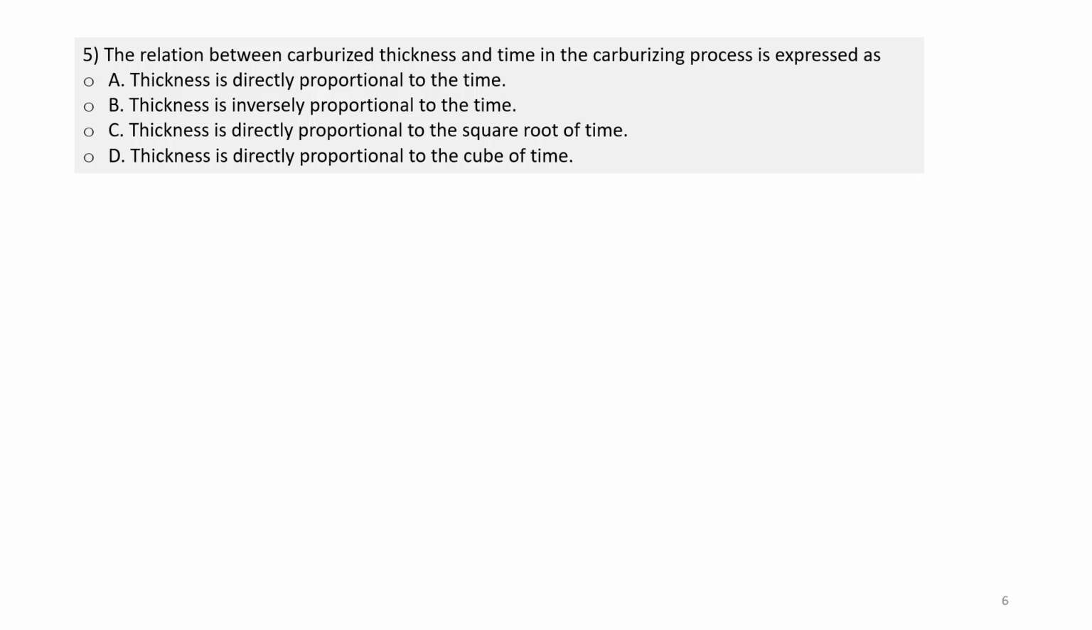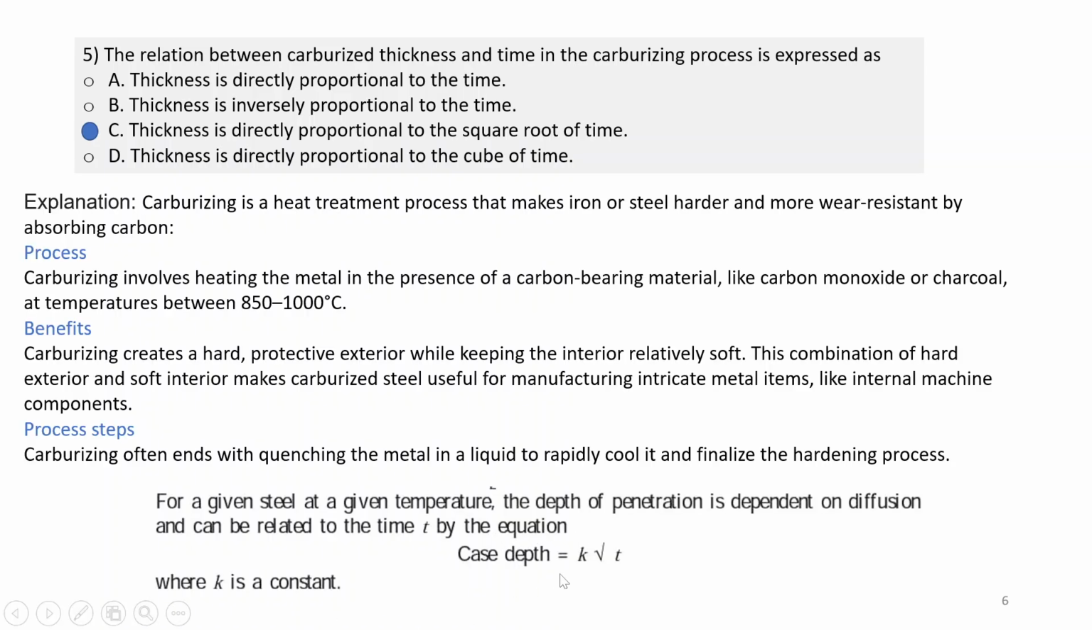Next question is, the relation between carburized thickness and the time in the carburizing process is expressed as? Your options are: thickness is directly proportional to the time, thickness is inversely proportional to the time, thickness is directly proportional to the square root of time, and thickness is directly proportional to the cube of time. So the correct answer will be C. This is the formula that is given here: case depth equals K times the square root of T. Here K is the constant, T is the time.